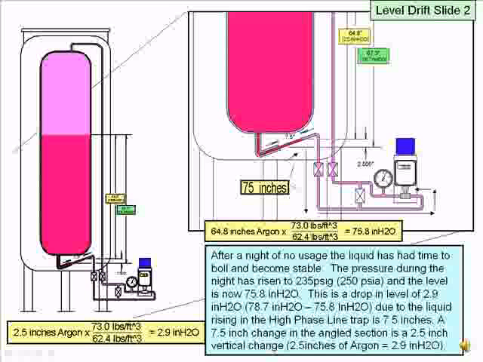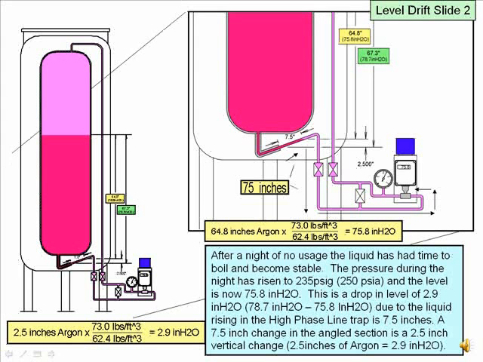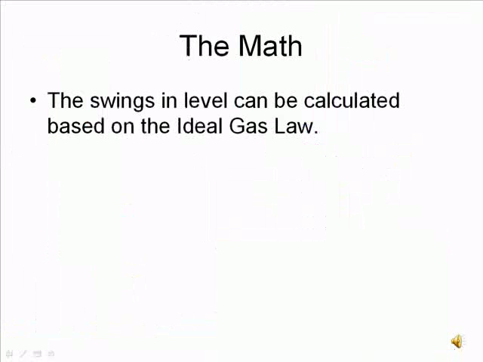With a 75-inch gas space above the liquid in the high phase line, due to ideal gas laws the liquid in the trap will move 7.5 inches. The slope of the high phase line results in a 2.5-inch vertical change. 2.5 inches of argon is equal to 2.9 inches of water, resulting in a new gauge reading of 75.8 inches of water.